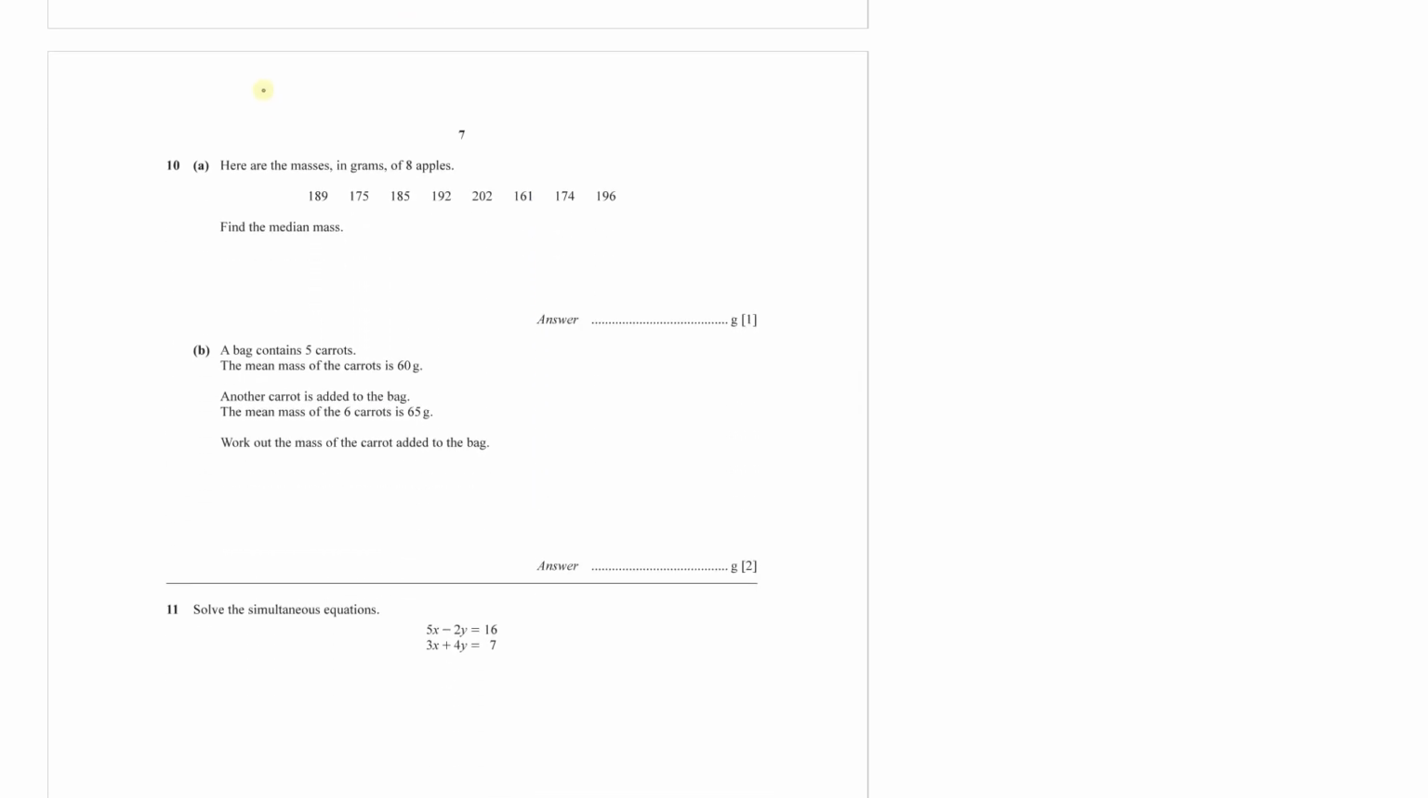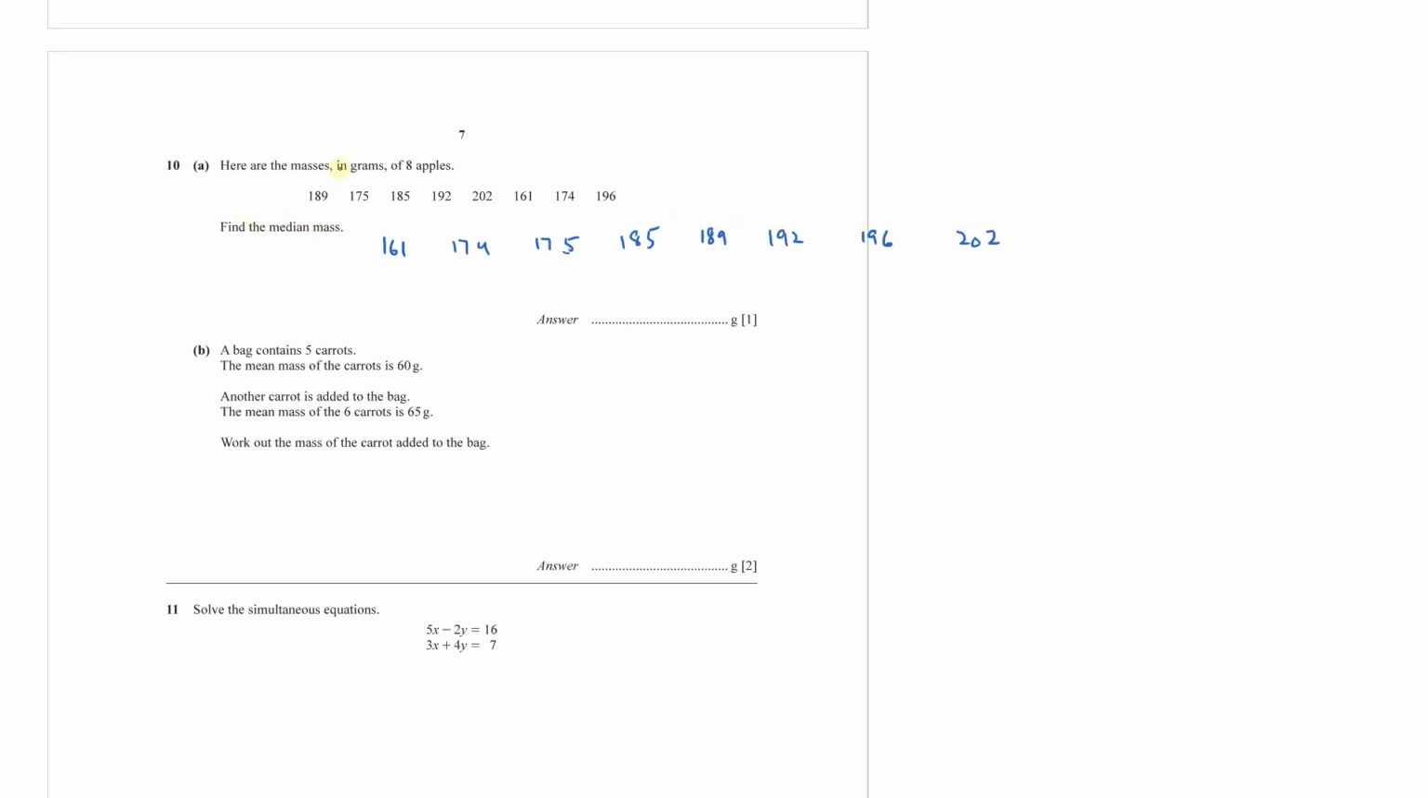Question 10 is, here are the masses in grams of 8 apples. Find the median mass. First of all, you sort them in ascending order from smallest to largest. So your smallest value here is 161. Then you have 174, 175, then 185, 189, then 192, 196, and then 202. So 1, 2, 3, 4, 5, 6, 7, 8.